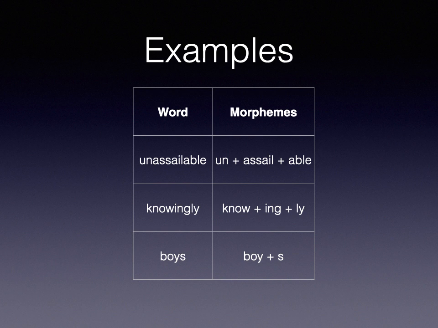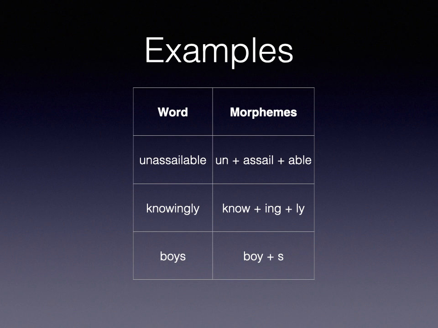Know is a full word. It has meaning on its own, to know something. When you add ing, you are adding a grammatical function to it. Ing actually has meaning, and its meaning is the same as its grammatical function. You add ing to any verb and you are making it continuous. So knowing. Knowing plus ly, knowingly.